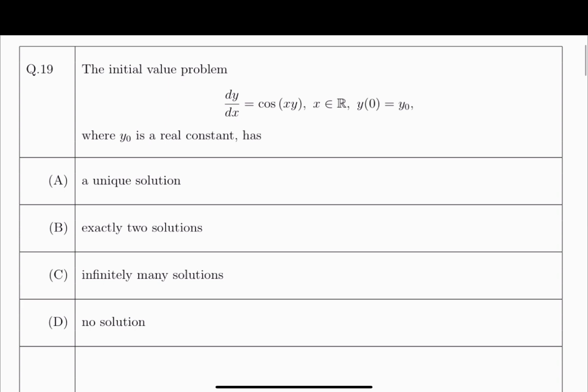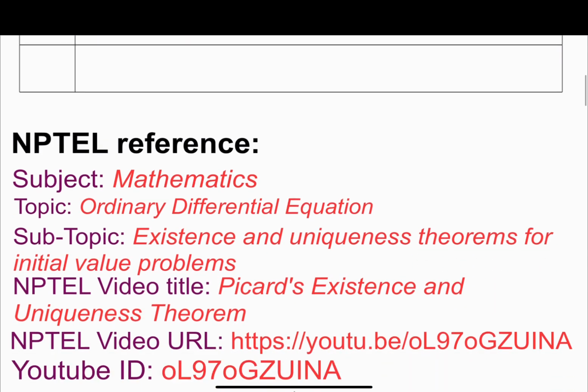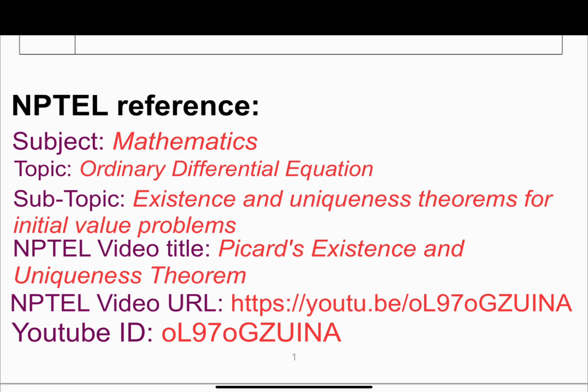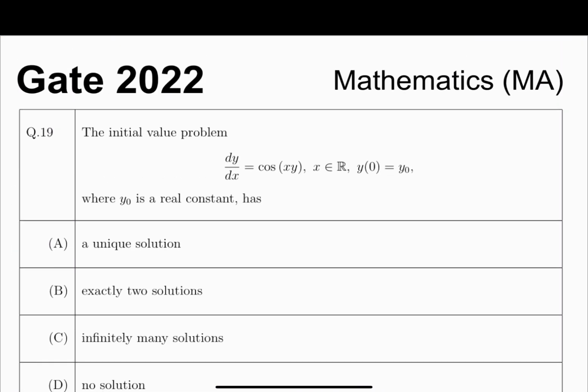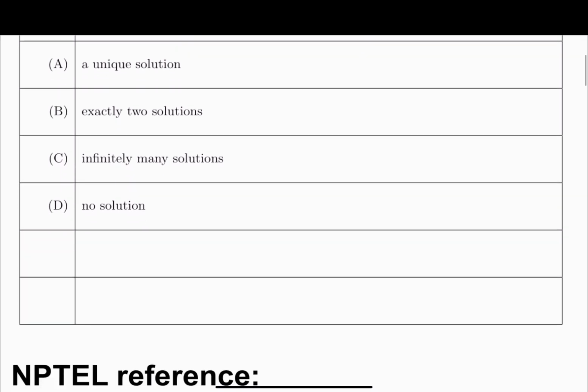Okay, let's solve this one. In order to solve this, this is the NPTEL reference, you can look at it. We will first state one global existence and uniqueness theorem, from where we will deduce this result. So what does this existence and uniqueness theorem say? This is basically the global existence and uniqueness theorem.